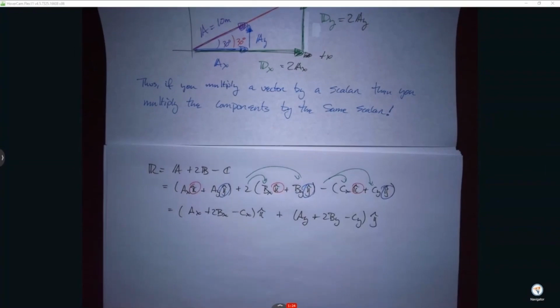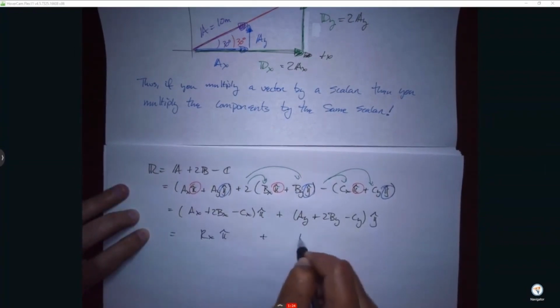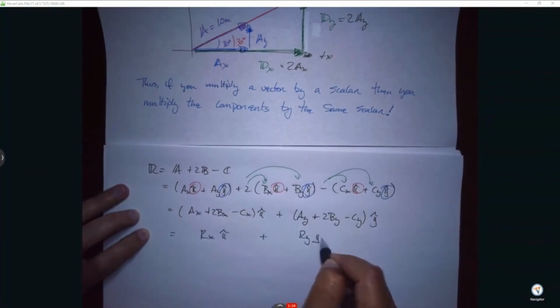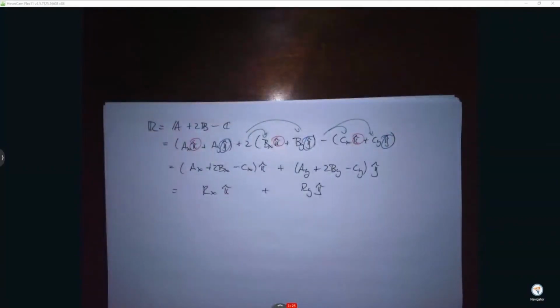We could then recombine. So then this will be the x component of R, plus this will be the y component of the resultant vector. And we take these two pieces and fold them back together to get the resultant vector itself.